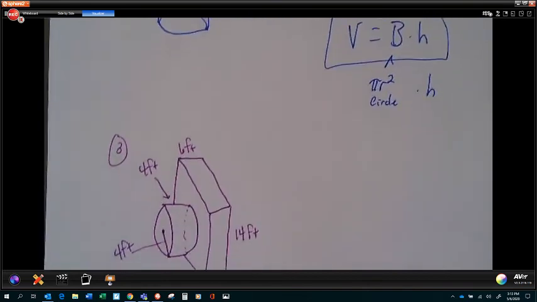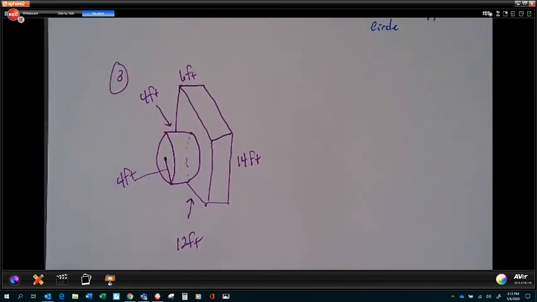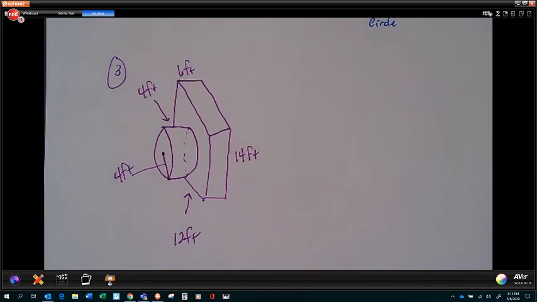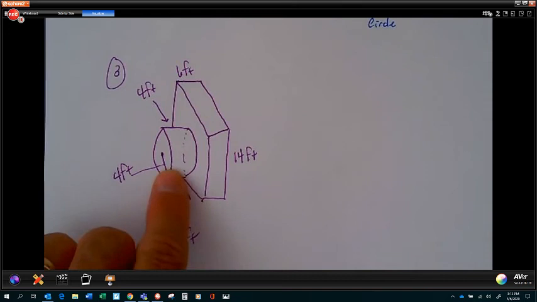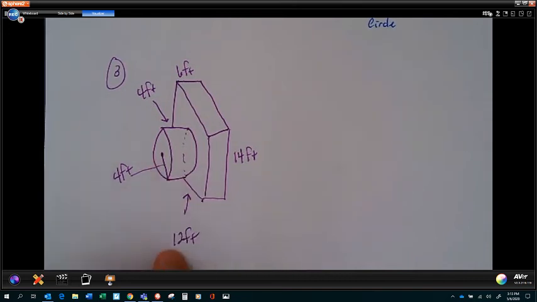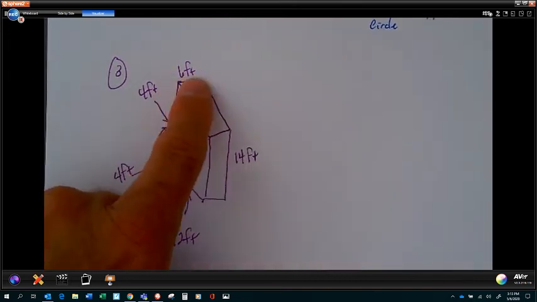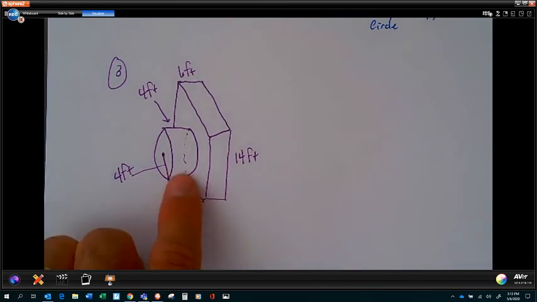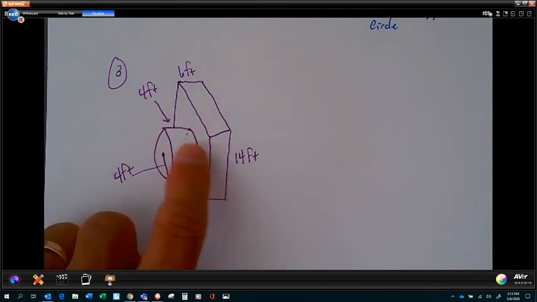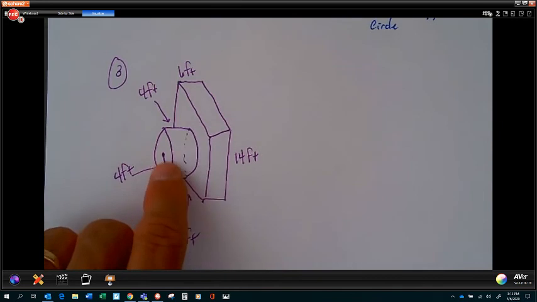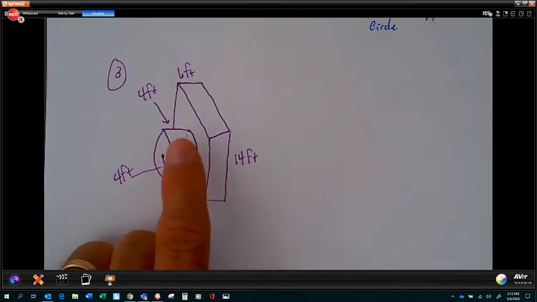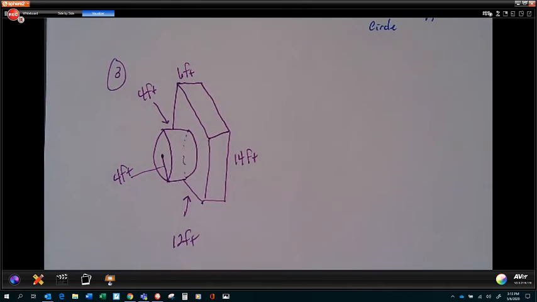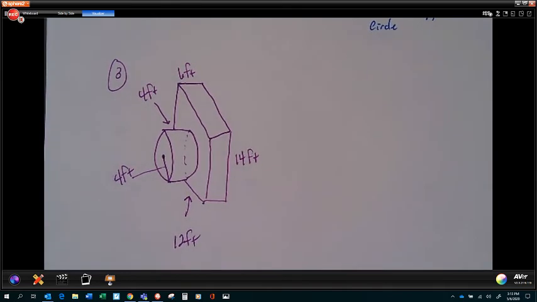So now for our problem here, we need to find the volume of this composite figure. We've got a prism with a length of 12, a width of 6, and a height of 14. And then we've got a cylinder stuck on the end of it that's got a height of 4 and a radius of 4. So what you need to do is find the volume of this, and then you add it to that volume. Go ahead and pause the video, work that out based on your formulas, and hit resume when you're ready.